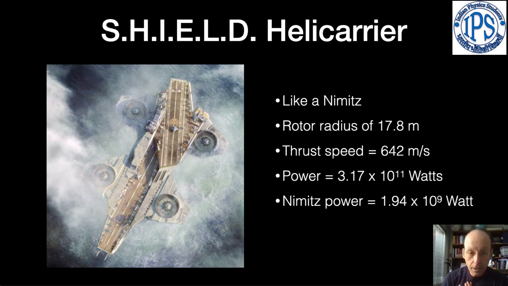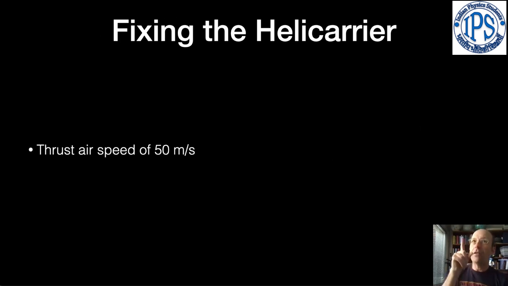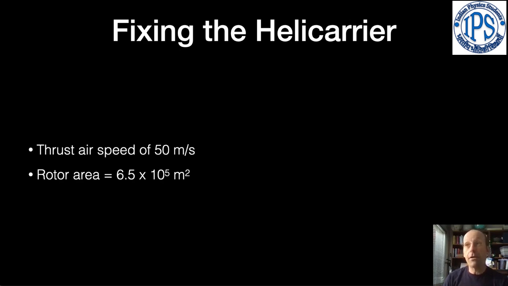Okay. But for me, I want to fix things. So let's say that we fix the helicarrier. And the problem is the airspeed, right? If I have a thrust speed of 600 meters per second, that's too fast. Let's decrease that to something fast but manageable. So if I want to decrease the thrust speed to 50 meters per second, then I need to increase the rotor area. So if I increase the rotor area, it would be 6.5 times 10 to the 5th meter squared.